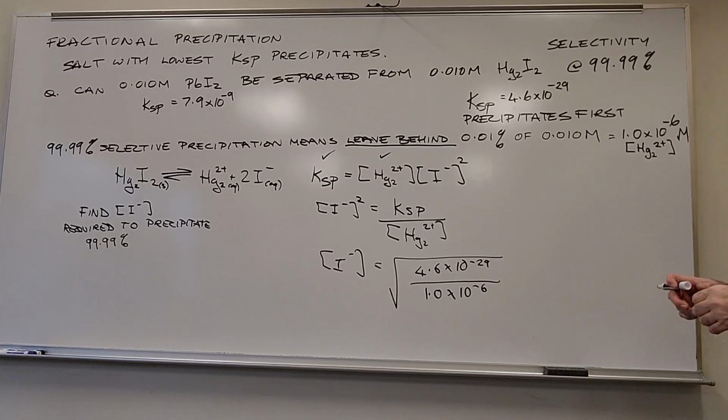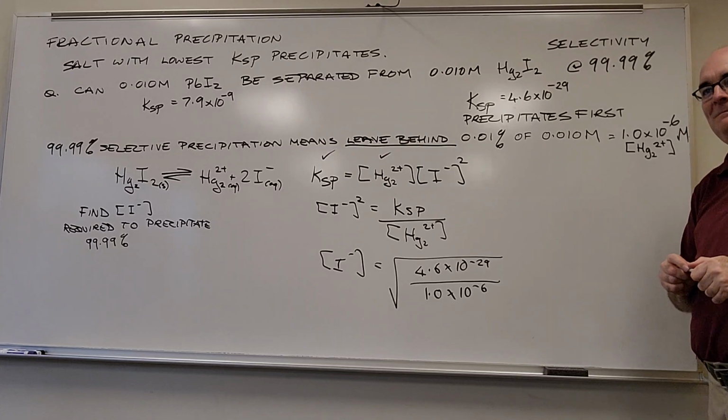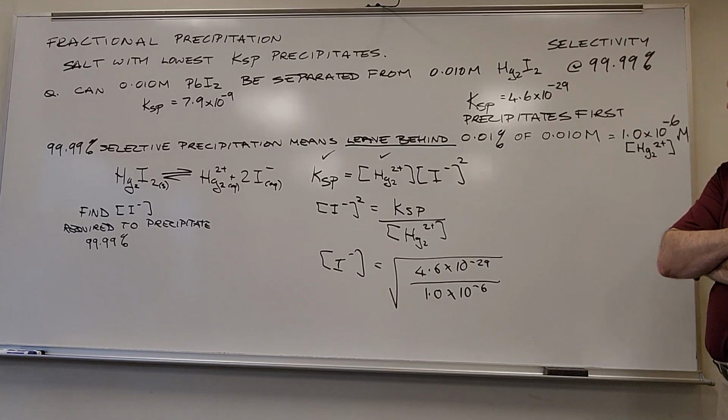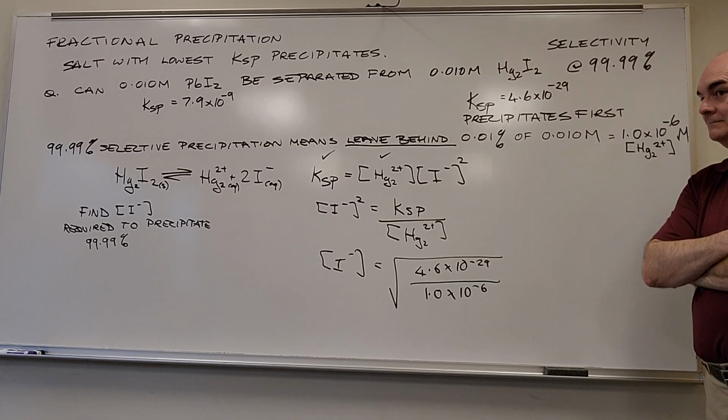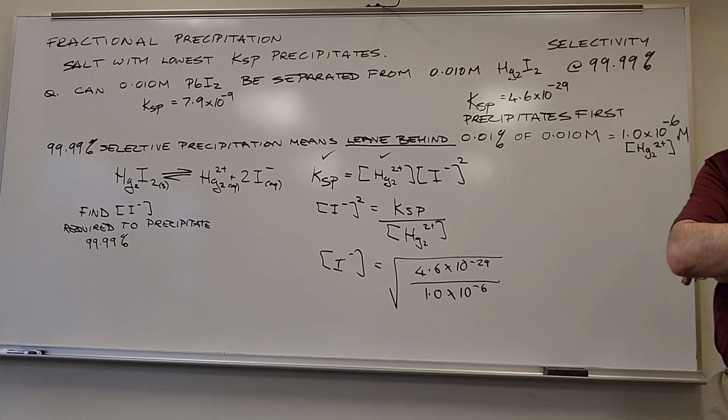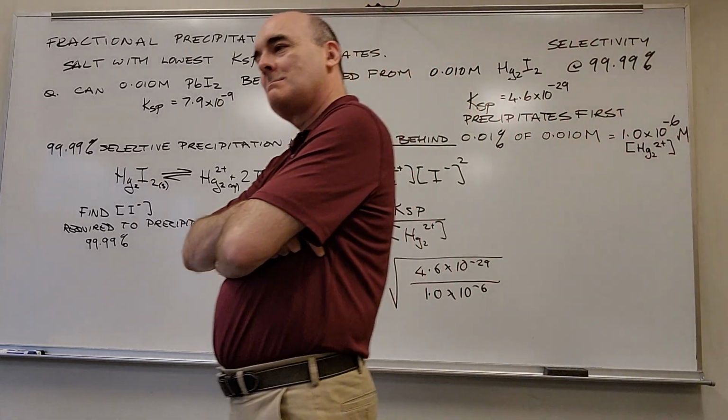99.99% of the mercury iodide comes out. And I recognize that mercury and iodine are both in solution, but how do you know specifically that the 1 times 10 to the negative 6 is mercury and not mercury and iodine? That's what's confusing me. My brain is shut off today.